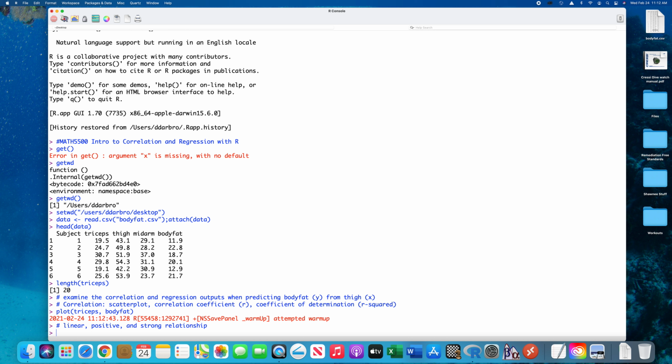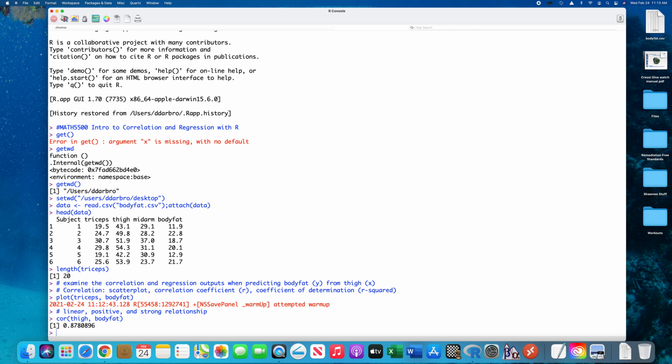Now what we'll do is look at the correlation coefficient, which will help us solidify this arguably subjective conclusion. All right, so I can just do correlation. And again, I'm doing thigh over body fat. And the correlation between my X and my Y is 0.88. Just an FYI, if I reverse these, I get the same thing.